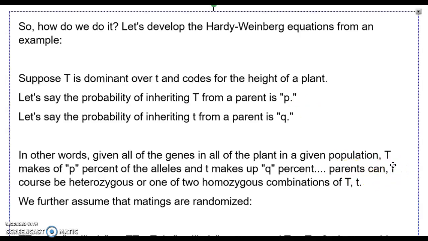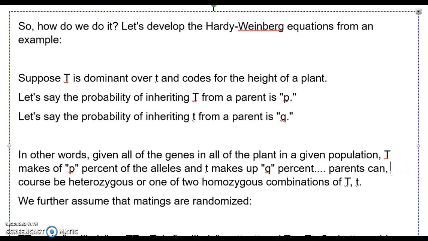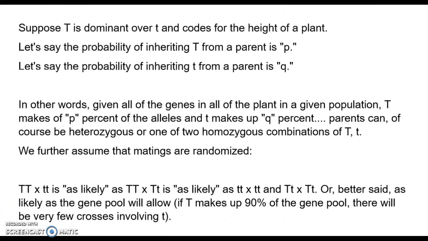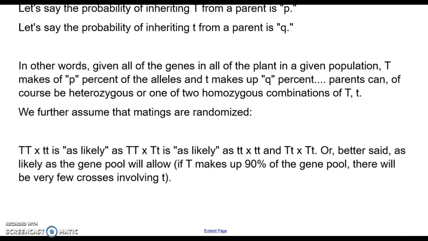Parents can, sorry, there's a typo there. Parents can, of course, be heterozygous or one of 2 homozygous combinations of big T and little t. All right, and just to add in one more assumption, that all the crossings are randomized, that there's no favored kind of crossing. It's not that the big T flies will always seek out big T fly. I'm sorry, why am I saying flies? Plants, that the matings are randomized, okay?